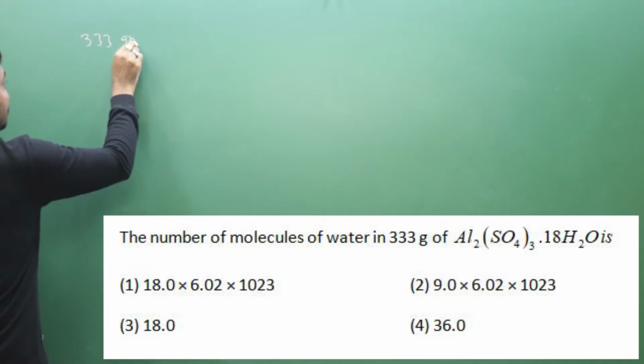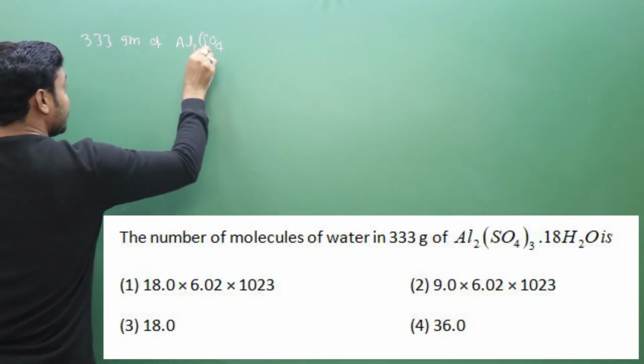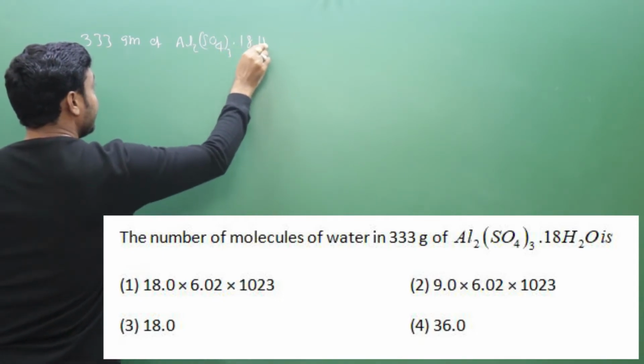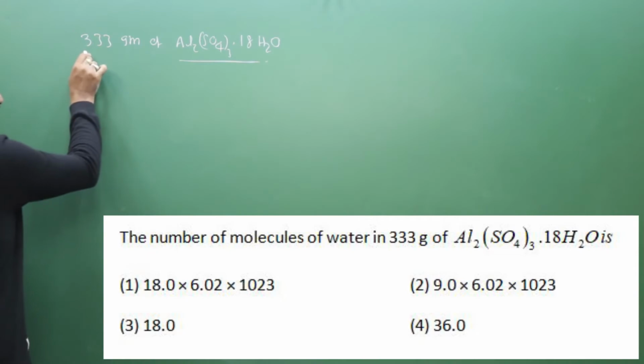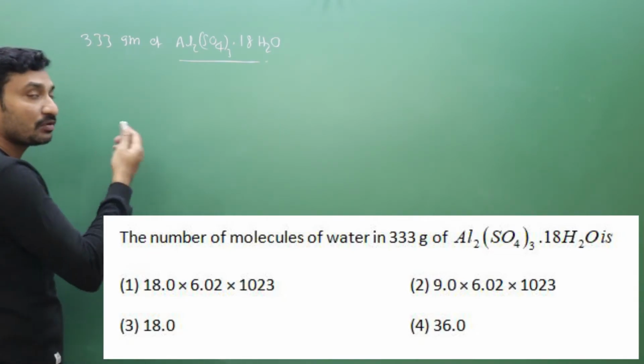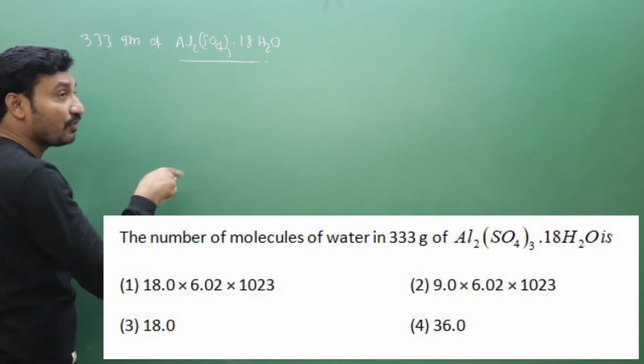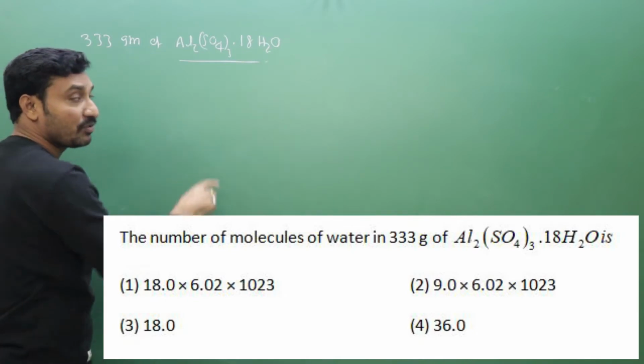333 grams of Al2(SO4)3·18H2O. What is the question? In 333 grams of Al2(SO4)3·18H2O, how many water molecules are present? First of all, we have to find in 1 mole how many water molecules are present? 18 water molecules are present, right?